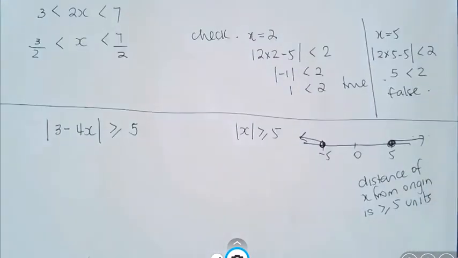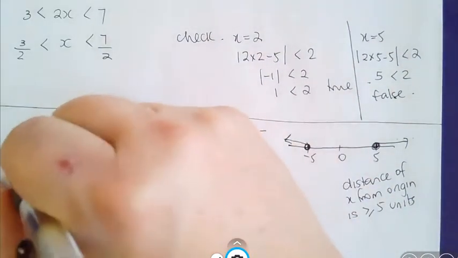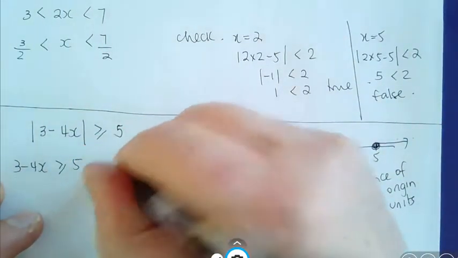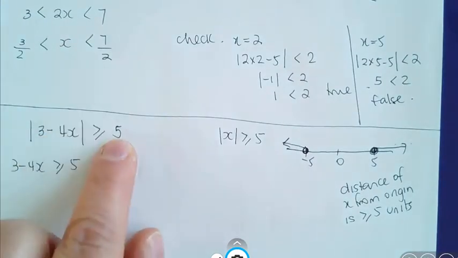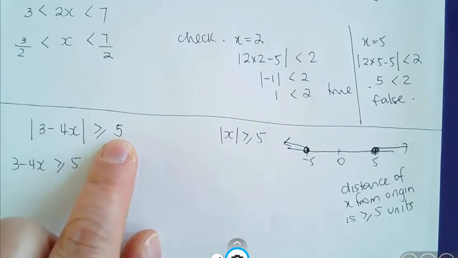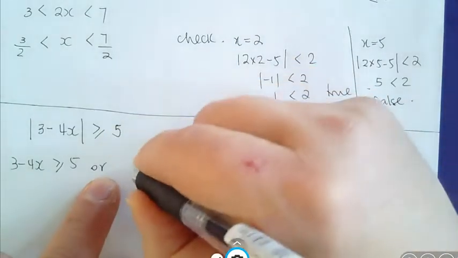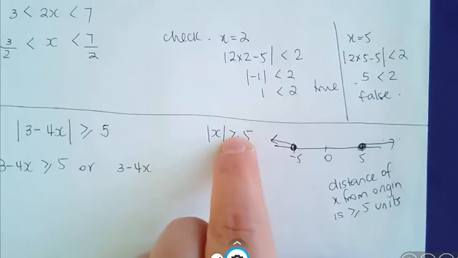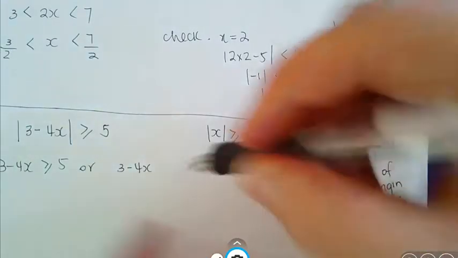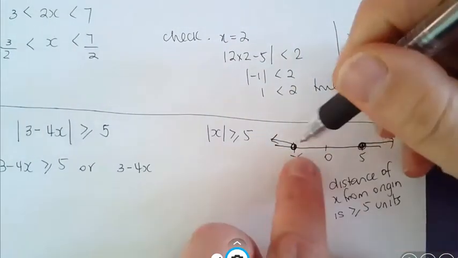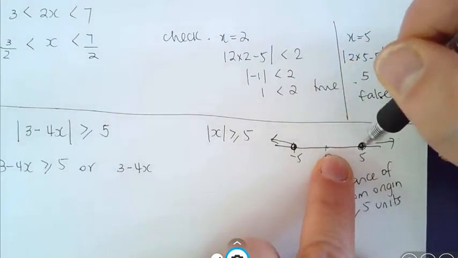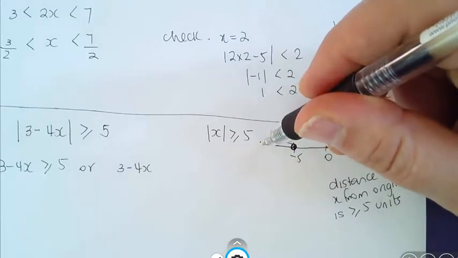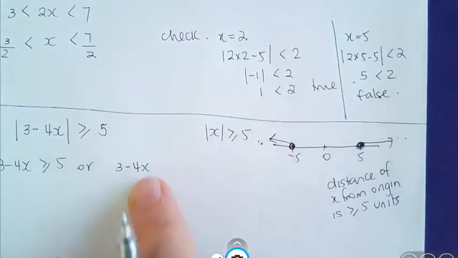Here I will have 2 separate inequalities this time. So I go 3 minus 4x, have a look over here, is greater than or equal to 5, or the distance of this is 5 or more units from the origin. So I go greater than or equal to 5, or I say 3 minus 4x is, how do I do this one? More than 5 units from the origin, up. So there's the origin, 5 or more units from the origin, 5 or more units from the origin downwards. What am I going to write here? Greater or less than?